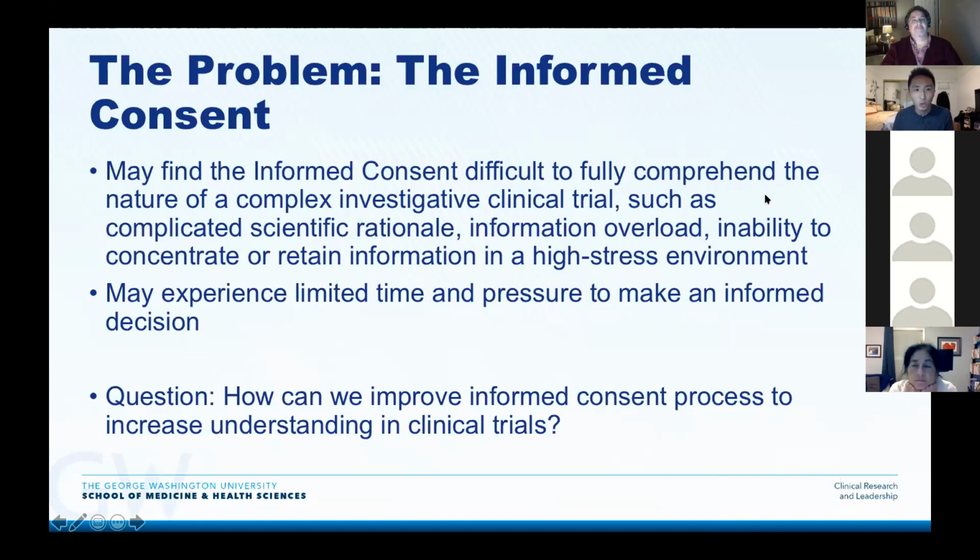Really just finding the difficulties in fully comprehending the nature of complex investigational clinical trials, such as the scientific rationale and information. There might be an inability to really concentrate given the high environmental stress. Additional factors include limited time and pressure in making informed decisions. So really, how can we improve this informed consent process to increase understanding in clinical trials?